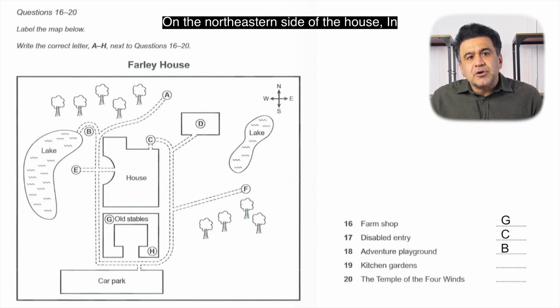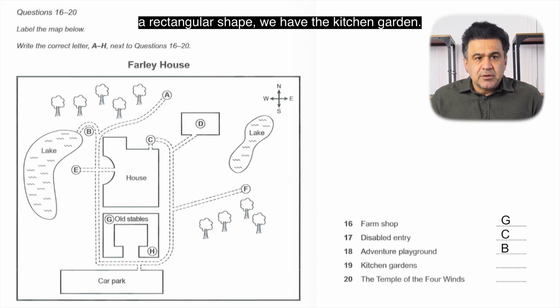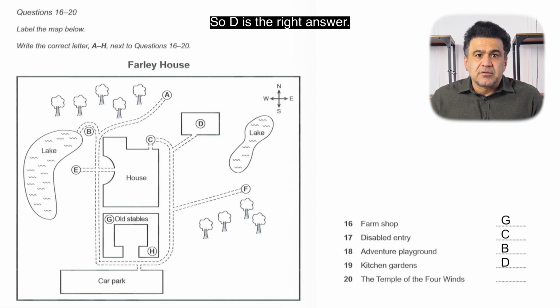On the northeastern side of the house, in a rectangular shape, we have the kitchen garden. So D is the right answer.